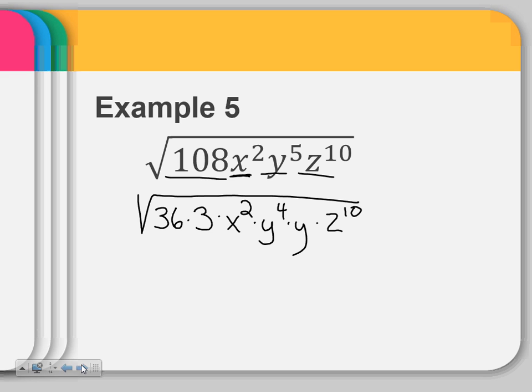That's all I did. At this point in time, let's circle the things that are perfect. Who can tell me one thing that's perfect? Javier, go. 36. Tell me another, Lucy. X squared. Very good. Brandon, tell me another that's perfect. Z to the 10th. Am I finished, Jordan? Or is there any others? Y to the 4th. And because I've circled, guys, it's really easy to see what's left underneath.